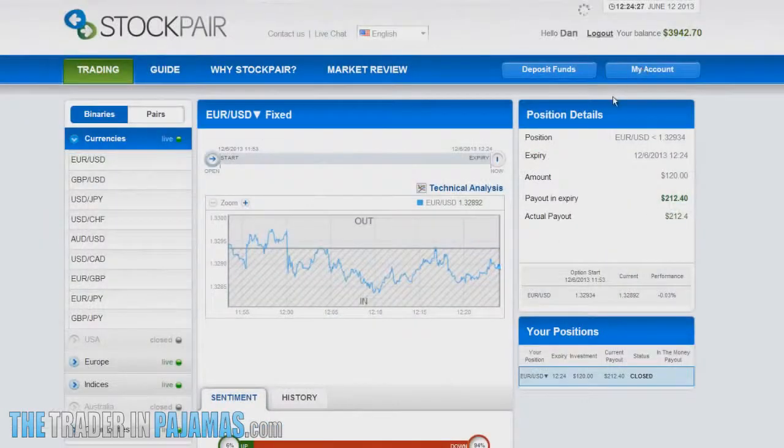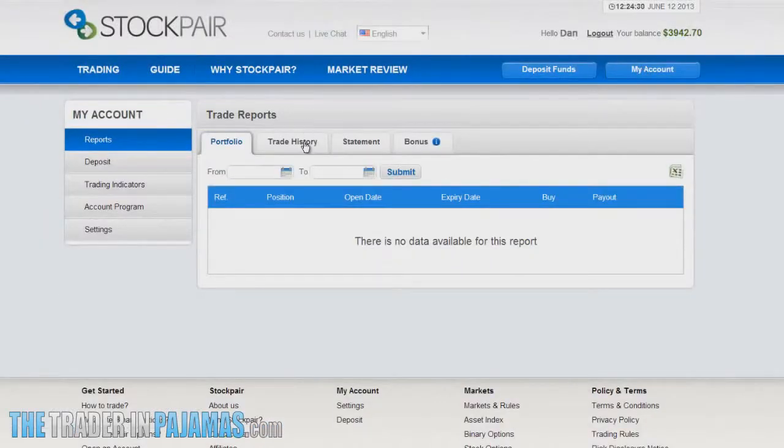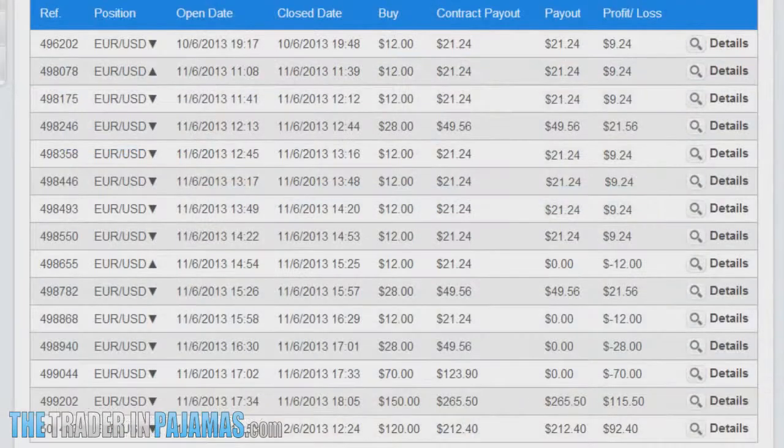We'll click on the My Account tab. I'm going to click on the Trade History button, and here you're going to see a list of all the trades that have been submitted. This shows all the information regarding all your trades. Here, you can see the trade for $120, and we created a put-down trade. This was a winning trade, and the payout was $212.40, and that gave me an overall profit of $92.40 in just 30 minutes using the strategy.